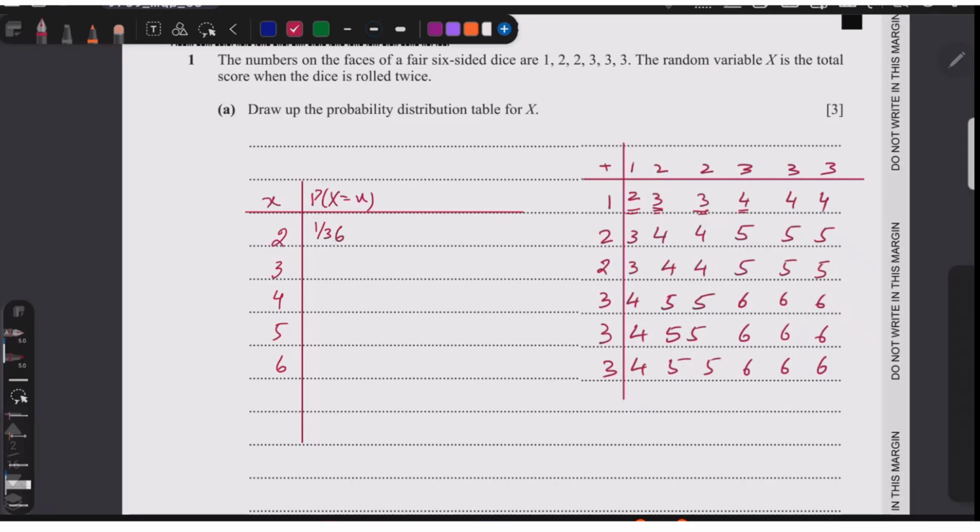And 3 is 1, 2, 3, and 4. There are 4, then it is 4 over 36. Likewise, when you count these 4s, 1, 2, 3, 4, 5, 6, 7, 8, 9, 10, it is 10 over 36. 5 is 3 plus 3, 6, and 7, 8, 9, 10, 11, 12. It is 12 over 36, and 6 is repeating 9 times. So this is the probability distribution table for x.